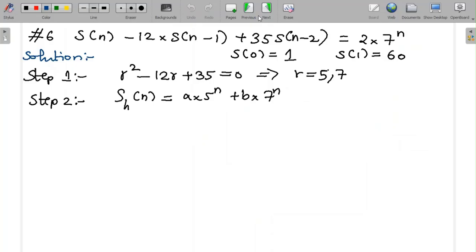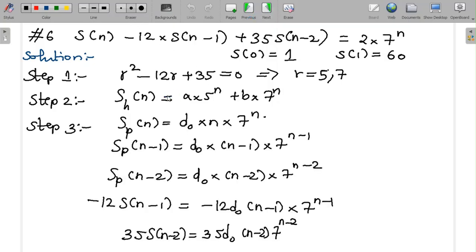We have framed the equation and we can solve it. The roots are real and distinct. Therefore, the homogeneous part of the solution will be a times 5 power n plus b times 7 power n. Proceeding further, because one of the roots of the equation is a factor of the function on the right, we have SP of n as d naught times n, this is the newly included part, times 7 power n.